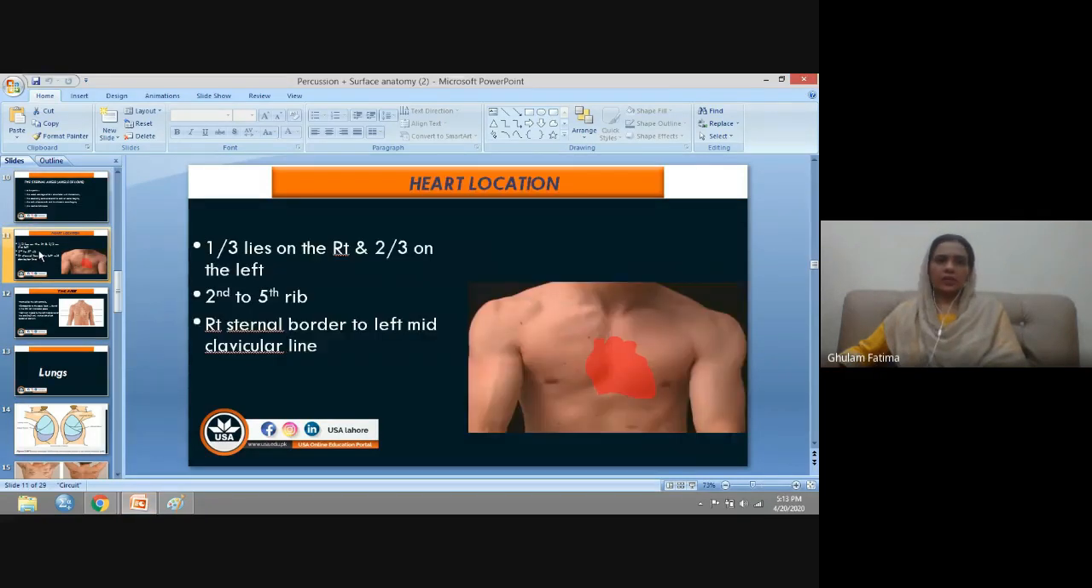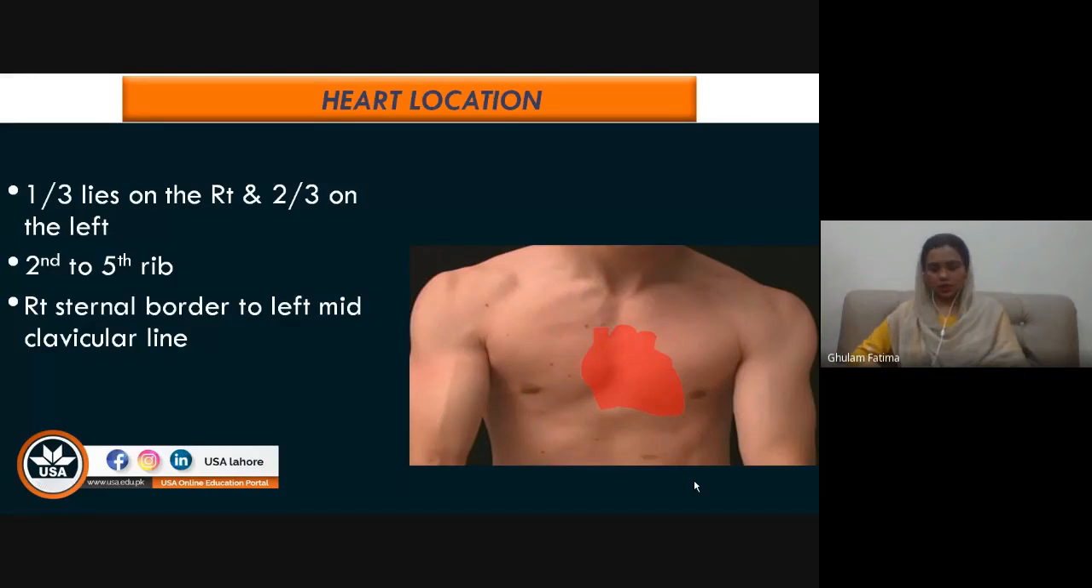Okay, next, coming towards the heart location. Simply, the heart, as you all know, is the size of a human fist.